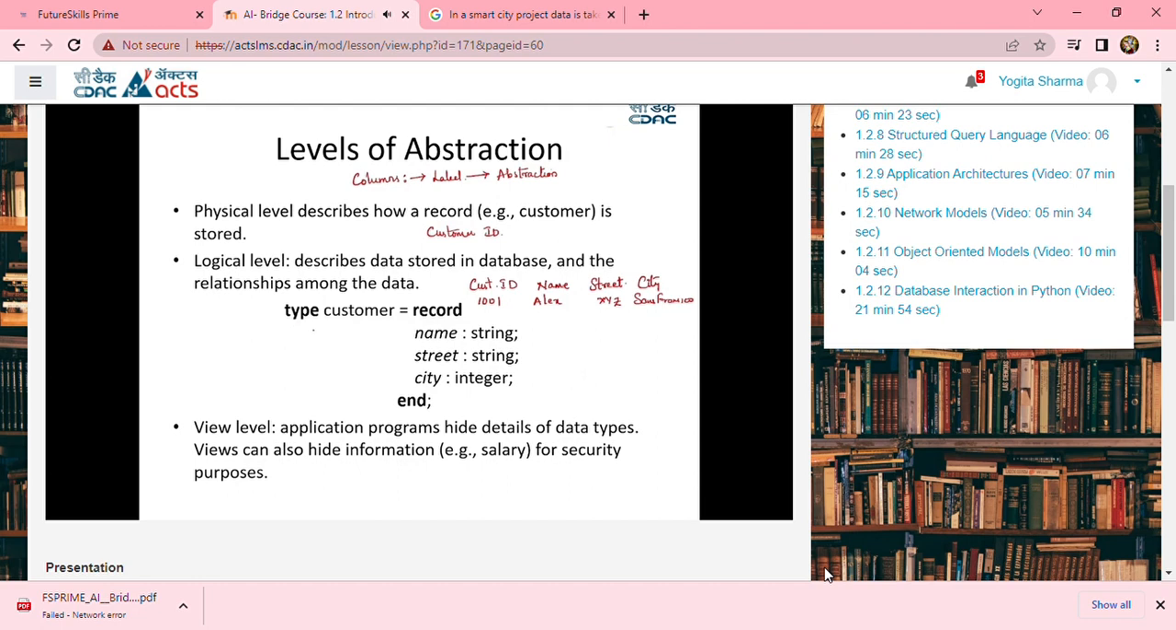That is the logical flow that is required to be used with abstraction. And comes the view level, the third level of the abstraction. It applies to the program and hides details of the database. Views can also be hidden based on security factors.